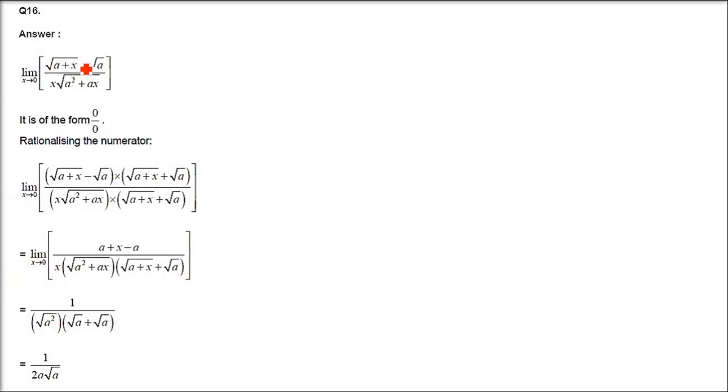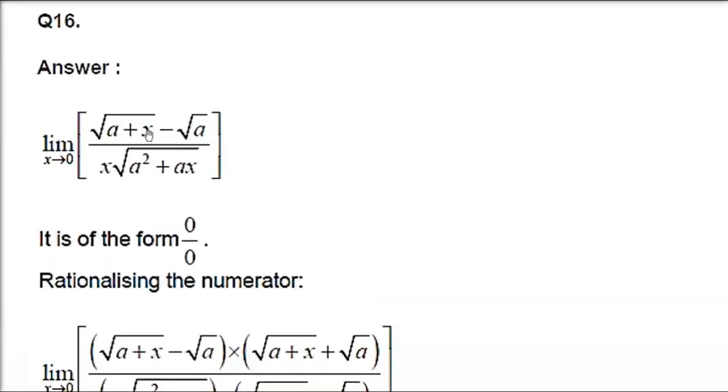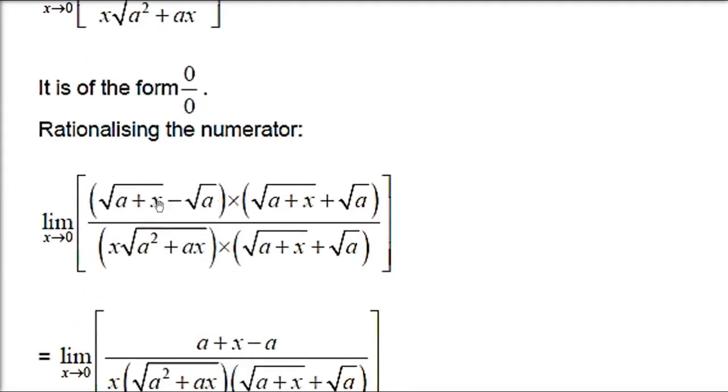Now this is question number 16. Under root a plus x minus under root a, divided by x, under root a square plus ax, limit x tends to 0. This kind of question we have already seen. I think this is like question number 3, and in the previous exercise also we have done a kind of this question, but here we have to rationalize it.